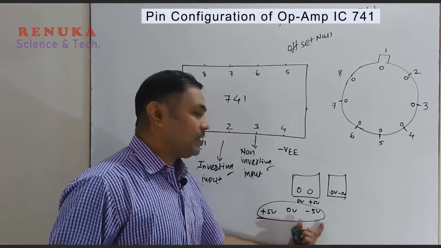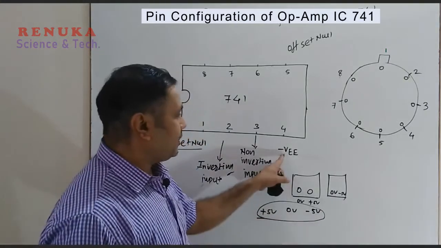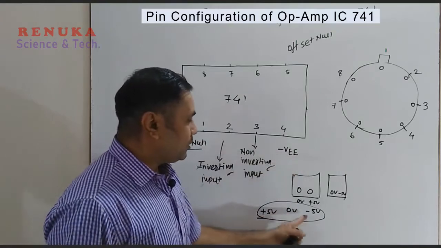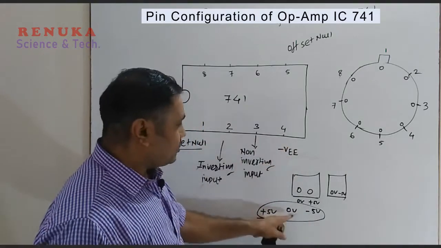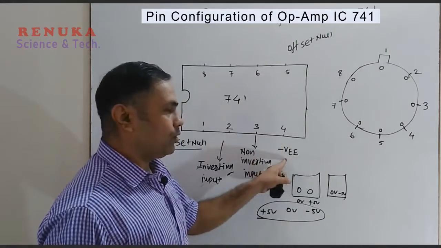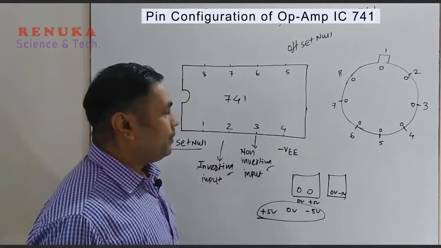So this power supply is called the negative power supply, and this negative terminal is nothing but the minus VE. So this is the negative terminal of the power supply, and this should be connected at pin number 4. That is why it is indicated by minus VE. So this was about pin number 4.